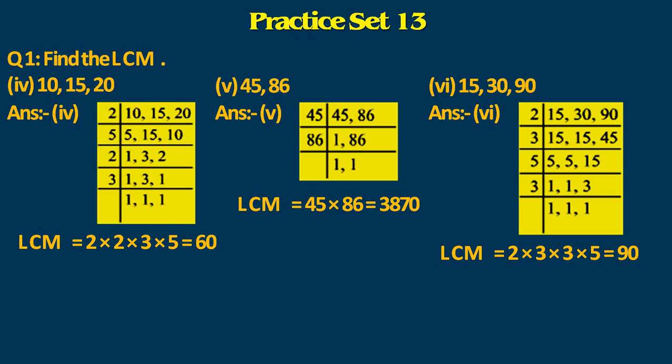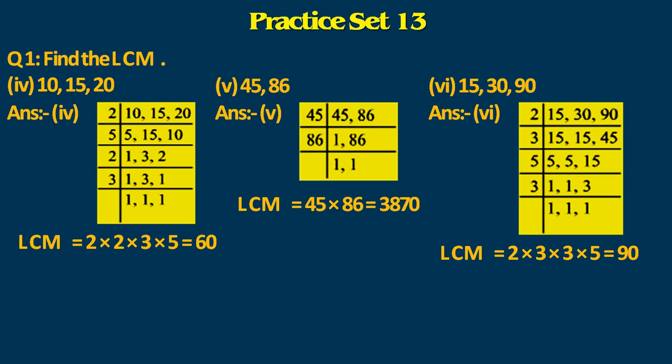Now another example, 15, 30, 90. Now for 15, 30, 90 you can take 2. 2 15s are 30. 15 is not divisible by 2, but 30 and 90 are divisible by 2. So you will take 15 down as it is. 2 15s are 30. 2 45s are 90.